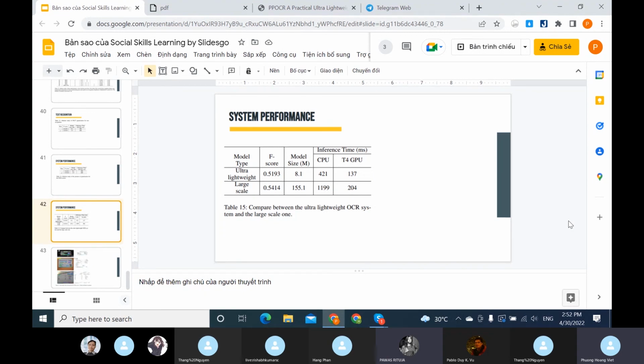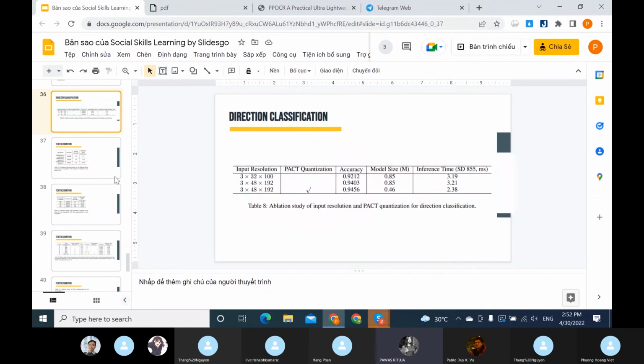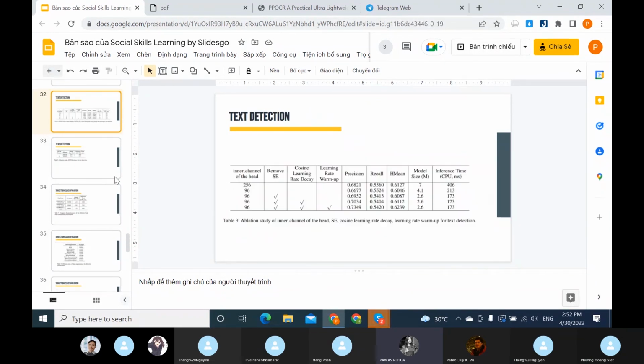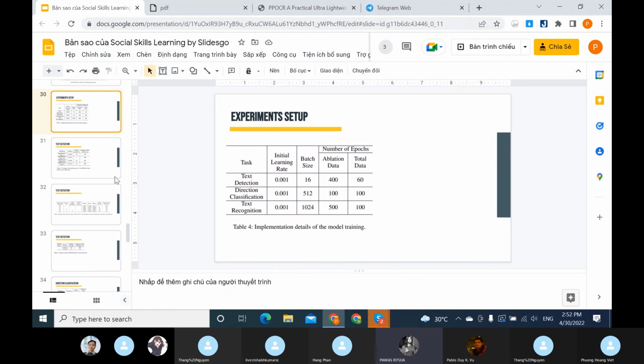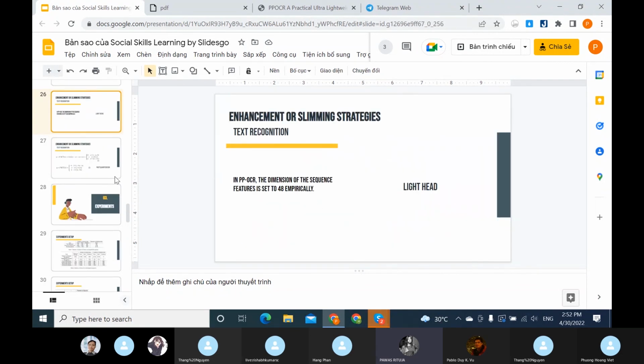Can you repeat the question? The environment is a little noisy. I think Pawat asked about PACT quantization. Yeah, I understood quantization, but what is PACT quantization? Like, how does it make the accuracy better?